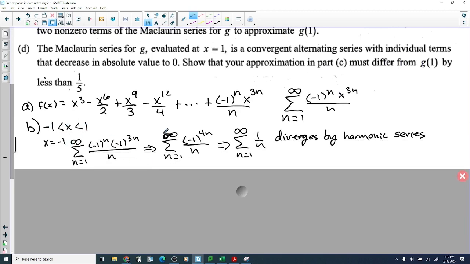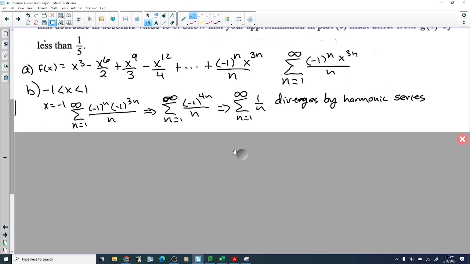So we test negative 1, and we're plugging negative 1 in for this x right here. So when we add 3n plus n, we get 4n. Well, that's going to always be even. So that's the same as just 1 over n. This diverges by the harmonic series. So we've tested negative 1.